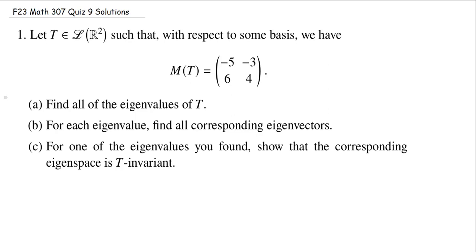All right, so let's handle A and B first, and we're going to handle those at the same time. We're going to use this technique that I showed you in class. This is a non-determinant way of determining the eigenvalues that is going to give you the eigenvectors simultaneously. So we're going to start by writing down our M of T. I'm just going to copy this again: -5, -3, 6, and 4.